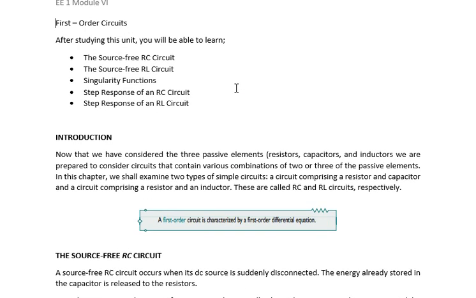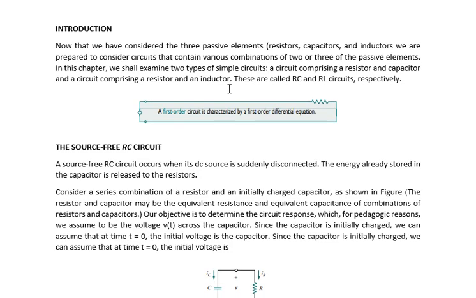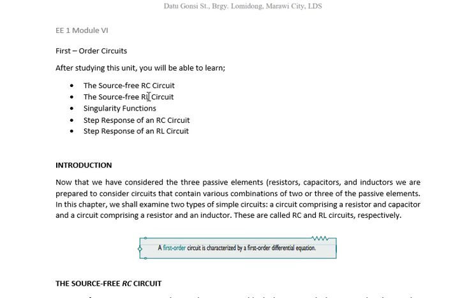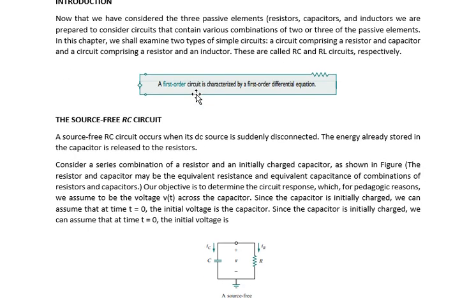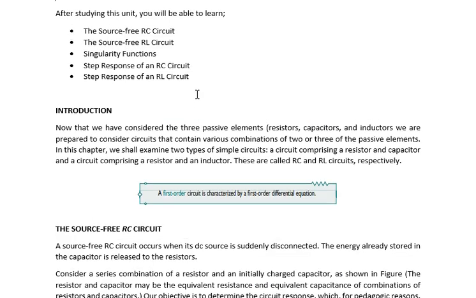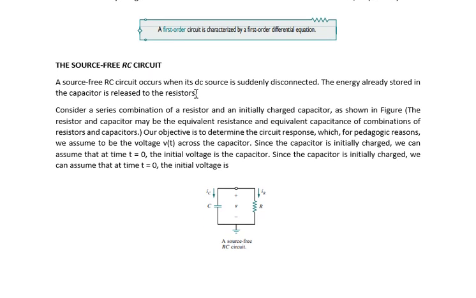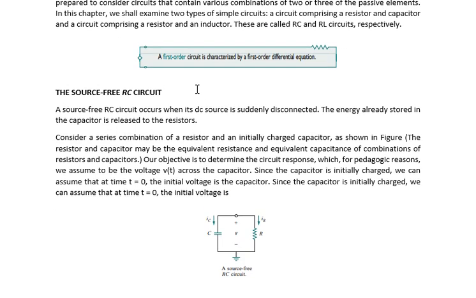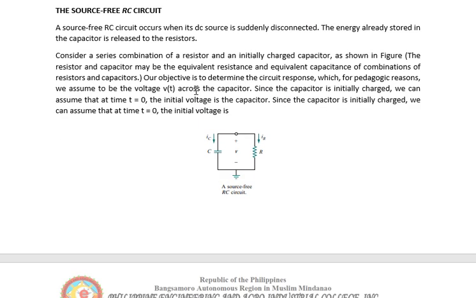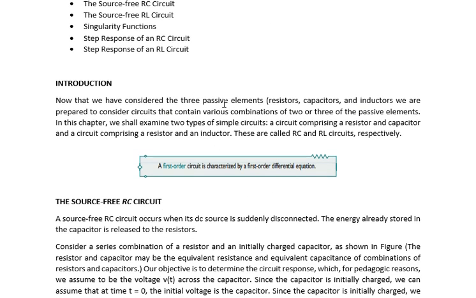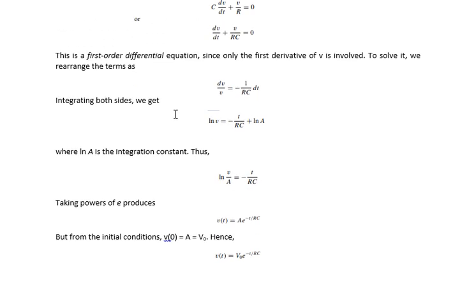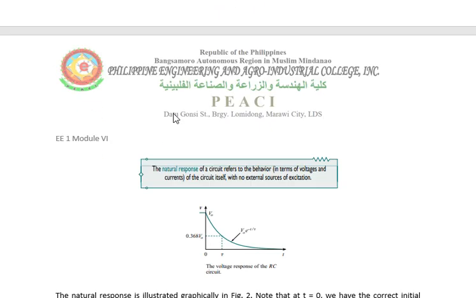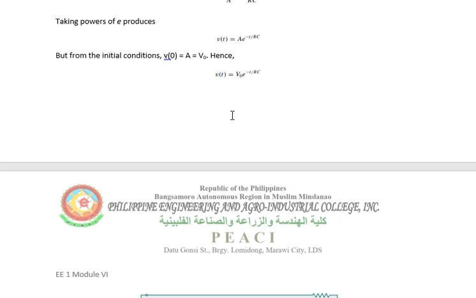Okay, so we call this one the first order. It's because if we connect this R and C circuit, the equations that will be found will be first order. I will not be reading this one, but I will let you read it. We just have to continue further on our examples. So this is it for now.